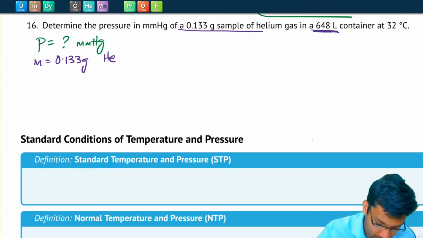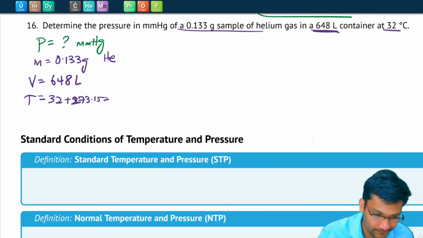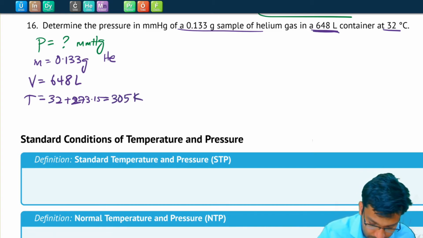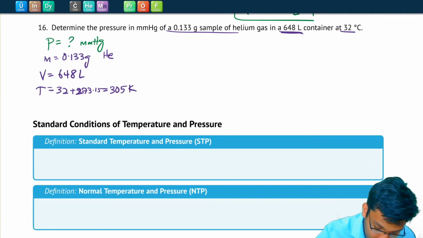We have the volume, 648 liters, and we have the temperature, 32 degrees Celsius, so let's add 273.15. It gives us 305 kelvins. Okay, so for PV is equal to nRT, let's see.